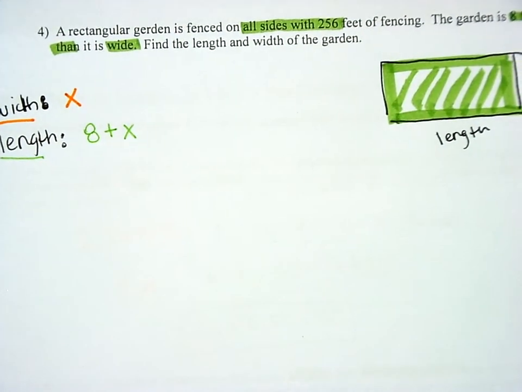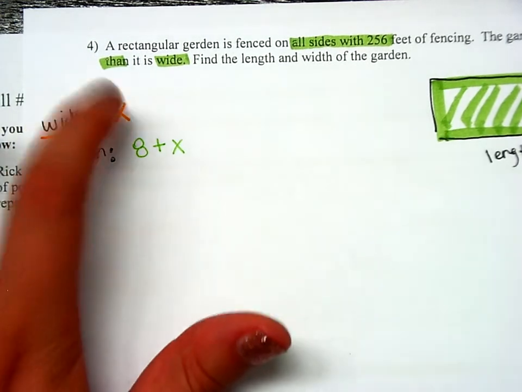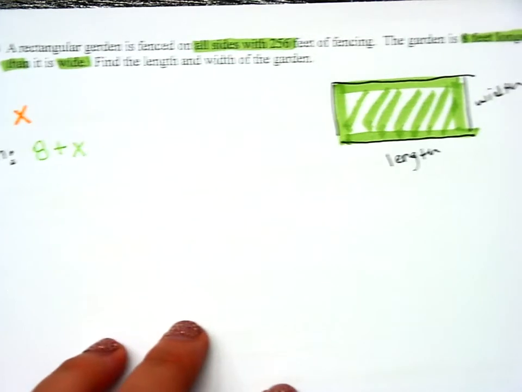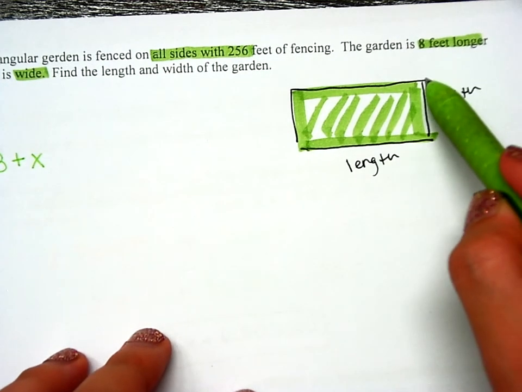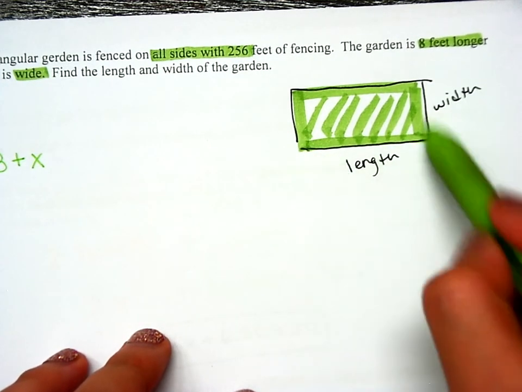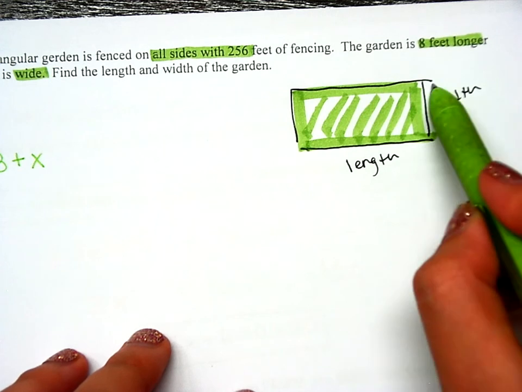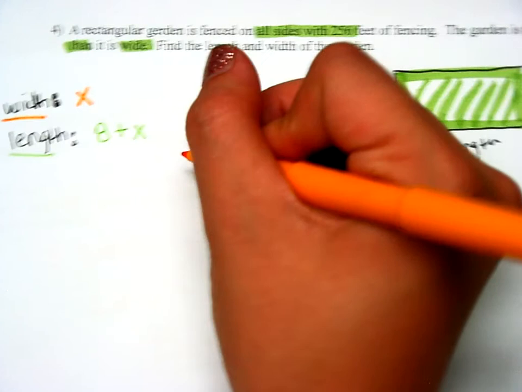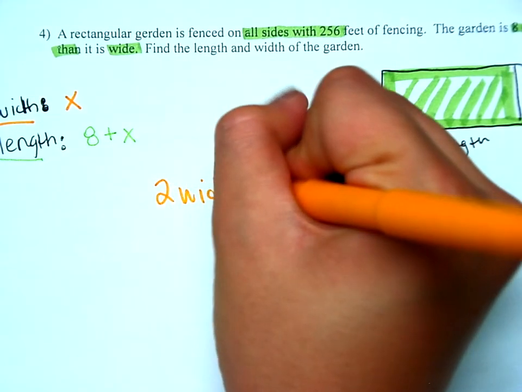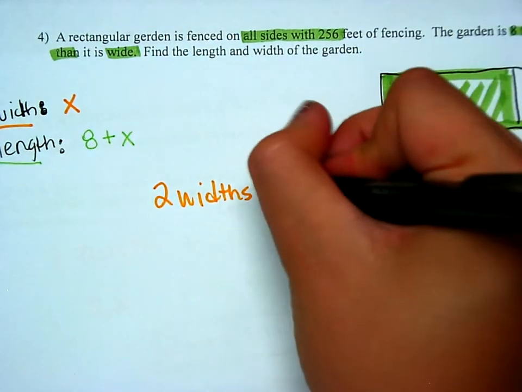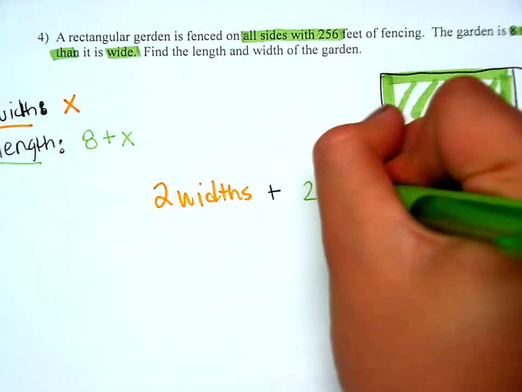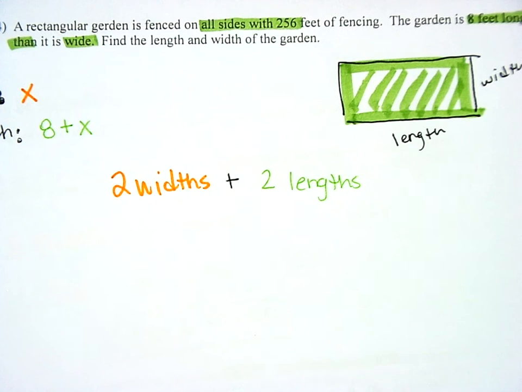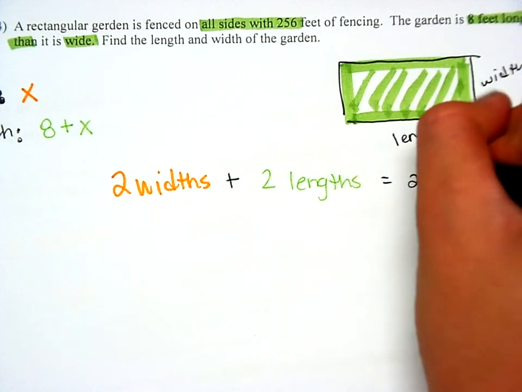Now comes the tricky part of writing our equation. Now you might think we just do this plus this equals the total. But careful, think about what we're talking about. We're talking about perimeter. If I were to add 1 width and 1 length, well, that's only these 2 sides right here. But I need the entire perimeter. So when I make my equation, I need 2 widths, and I need to add 2 lengths. Remember, perimeter, we want all of the sides. When I do that, that's going to equal the total of 256.